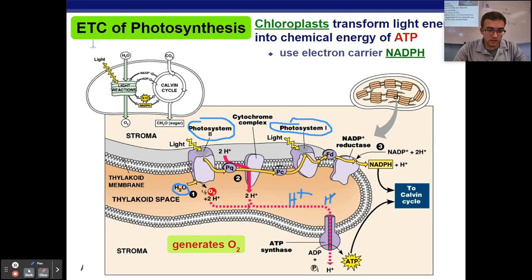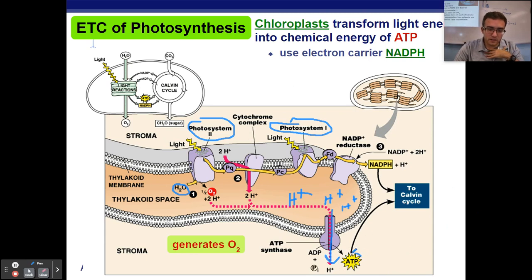Well, they don't like being near each other, so they're going to try to get away from each other. Then the only place they can move is down and into the stroma through ATP synthase. It's the same enzyme that made ATP in cellular respiration. As each proton crosses ATP synthase, it's going to make ATP.